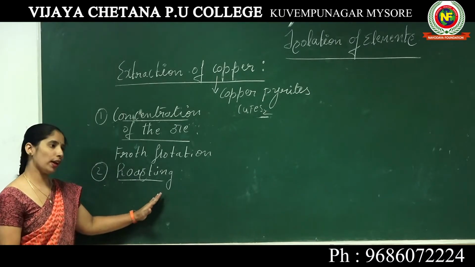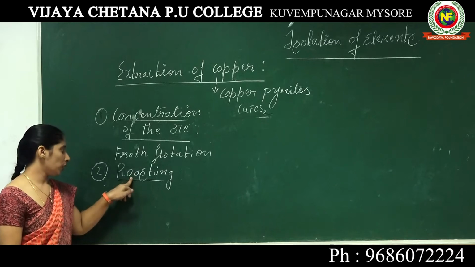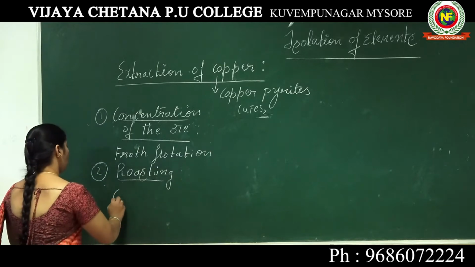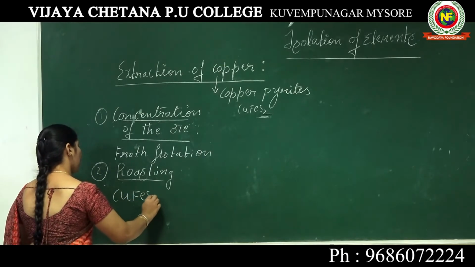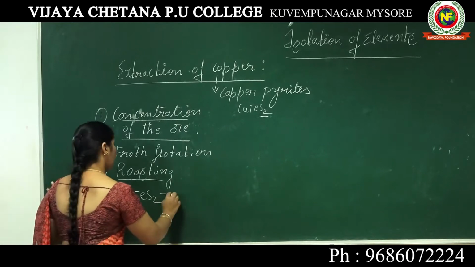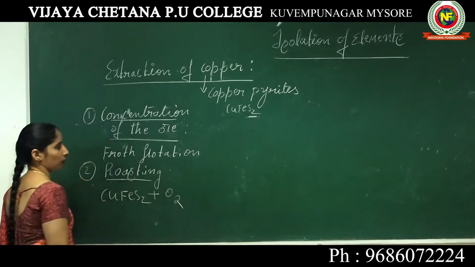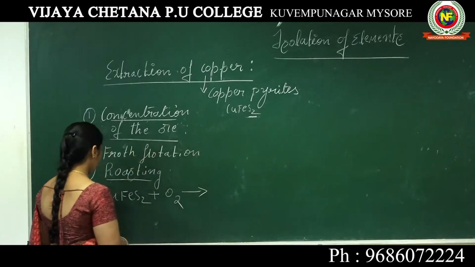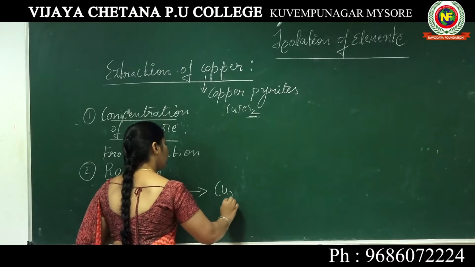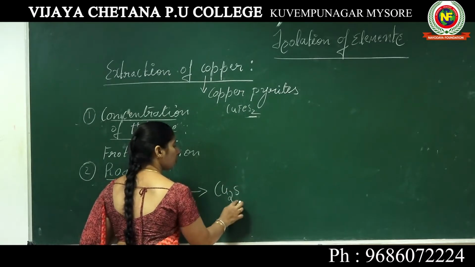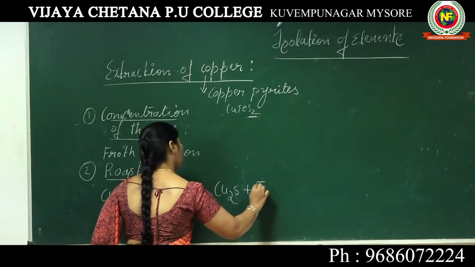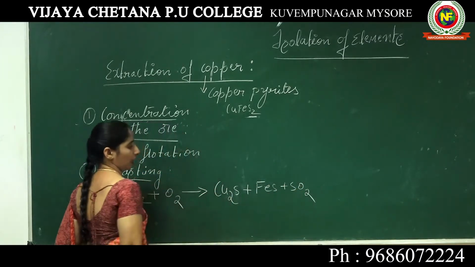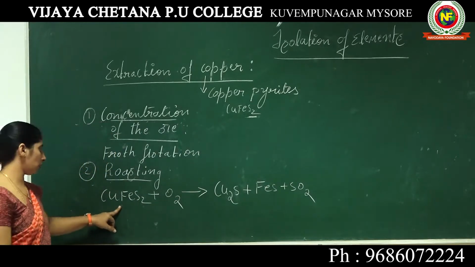Excess means with the presence of air. That process we call roasting. So here the copper pyrite ores are heated, CuFeS2. So in the presence of oxygen, excess of air, what will we get? The formation of Cu2S, cuprous sulfide, plus ferrous sulfide, plus the volatile oxide, sulfur dioxide gas.